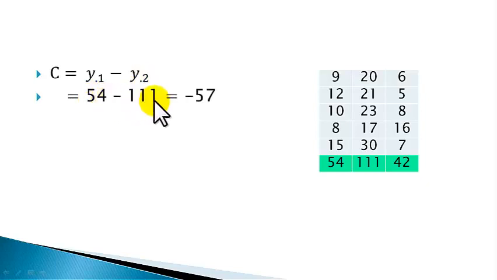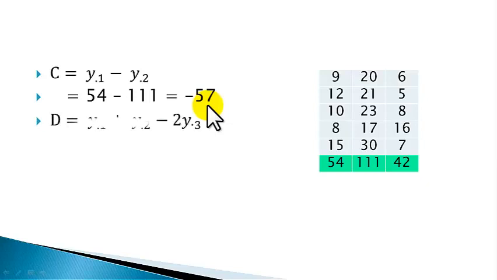Now let us compute the actual value of our contrasts and their respective sums of squares. Here are the observations under treatment 1, that's circuit type 1, and the total of the observations there is 54, that's y dot 1. The total of the observations under circuit type 2, y dot 2, is 111, and y dot 3 is 42. So we therefore compute our contrast C as y dot 1 minus y dot 2, which is equal to 54 minus 111, and that will give us minus 57.